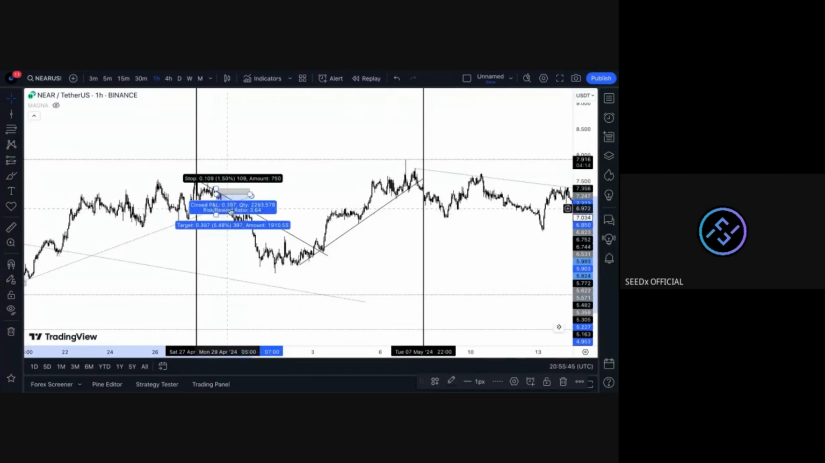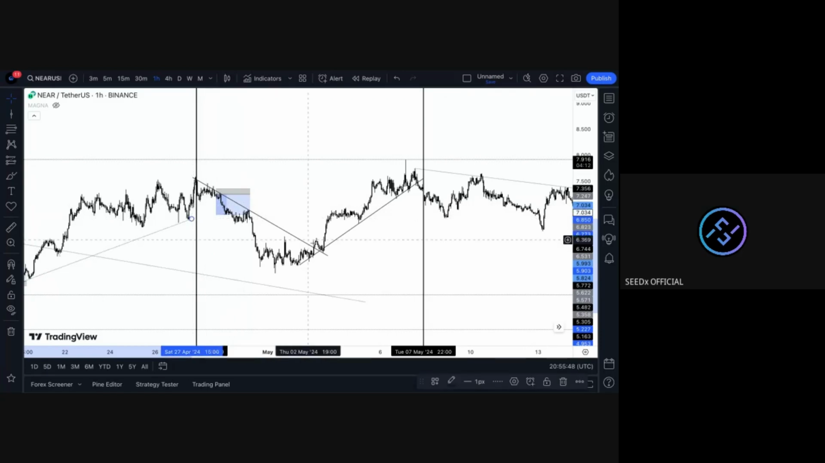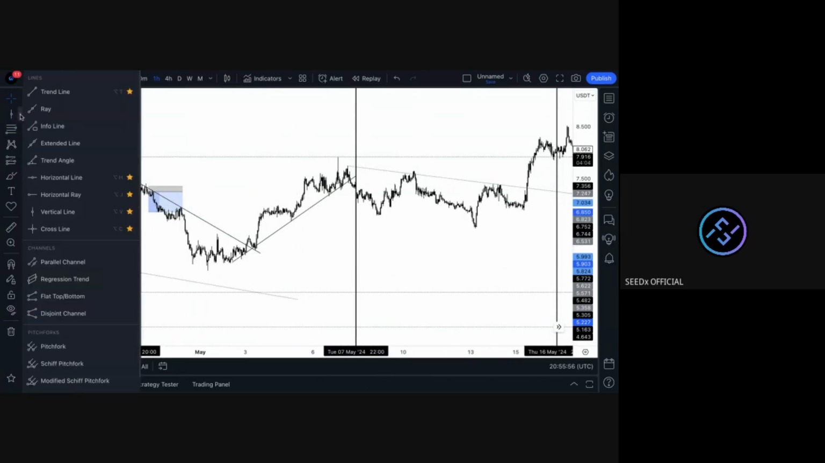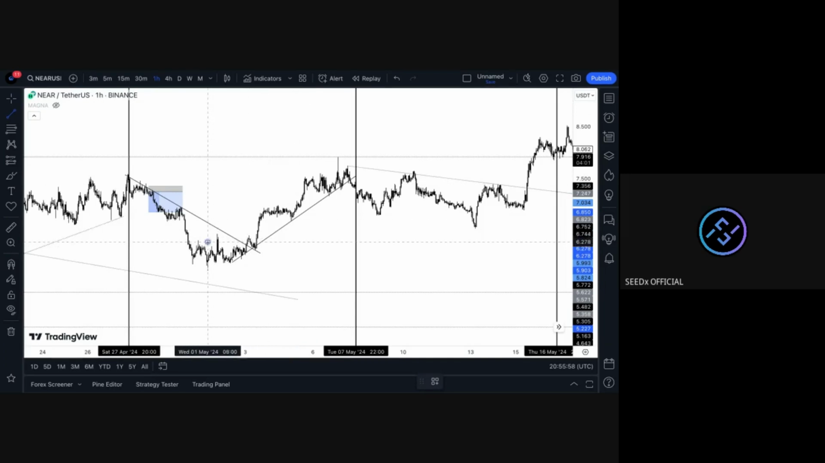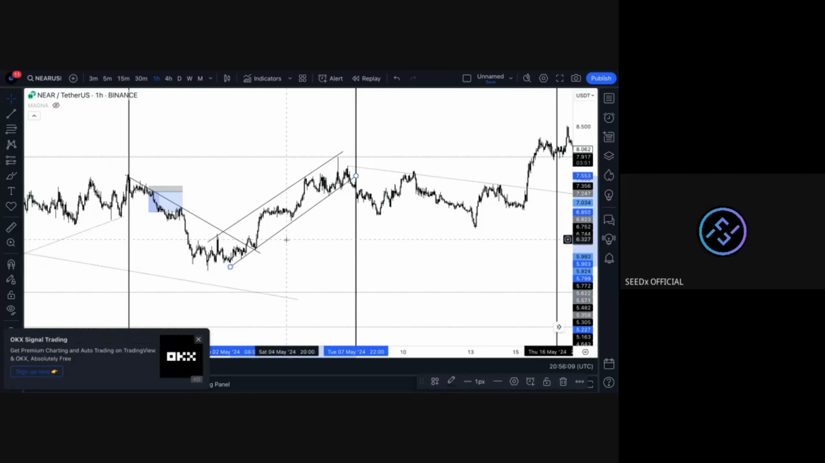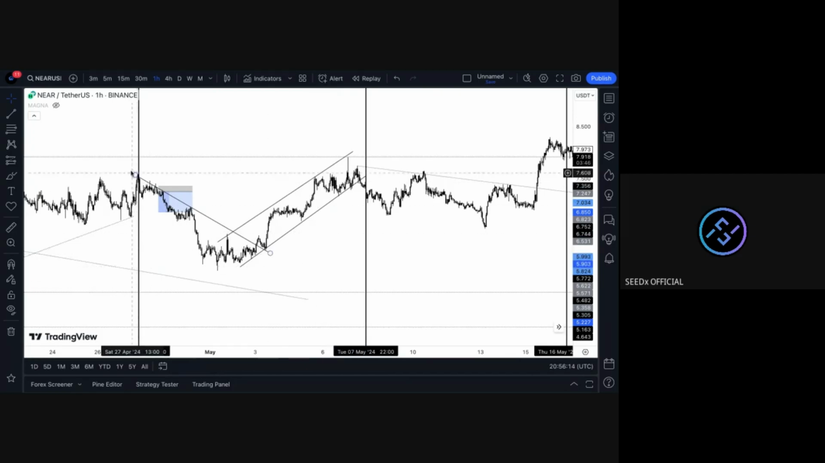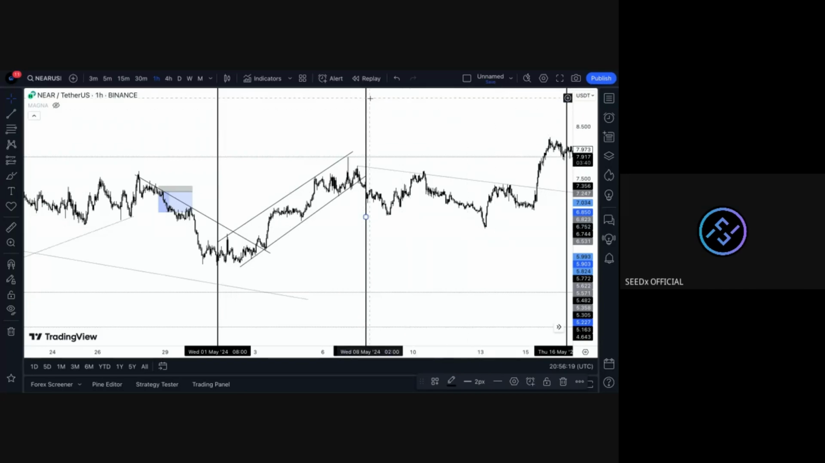Let me get rid of this. I want to find a very easy chart that you guys can work with before using complicated charts. I think this is good enough. Okay, let's work with this first, so I don't overload you with a lot of information.